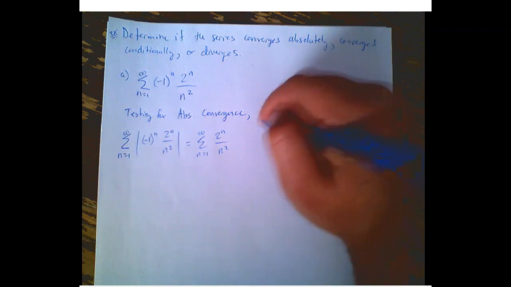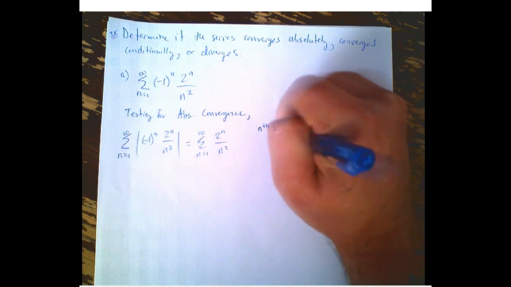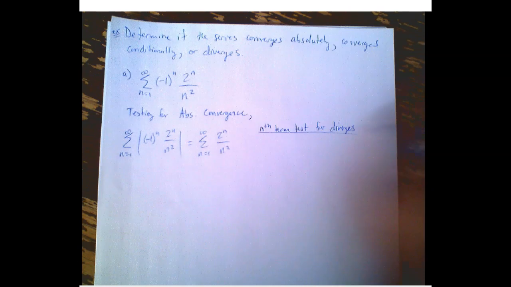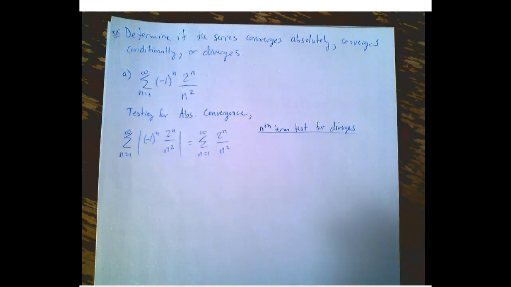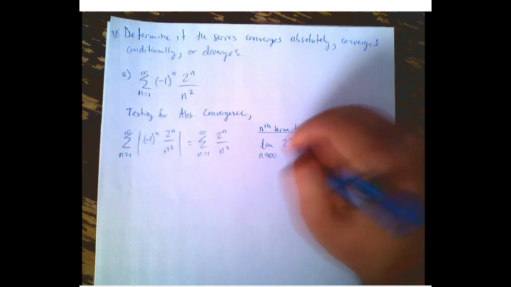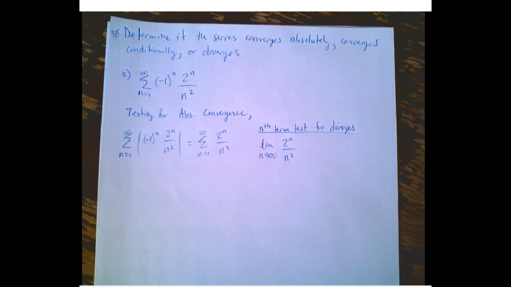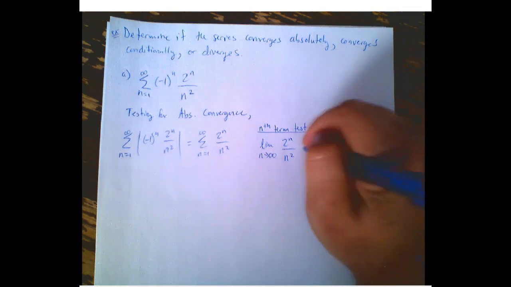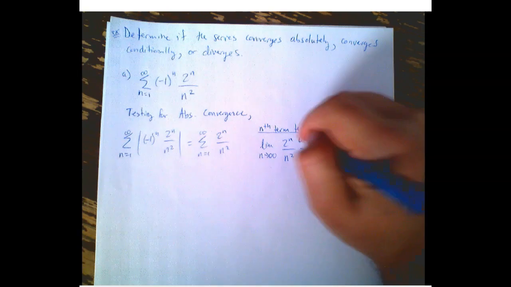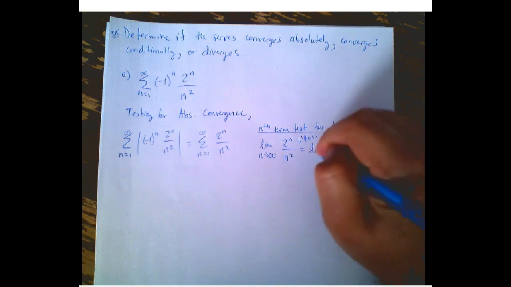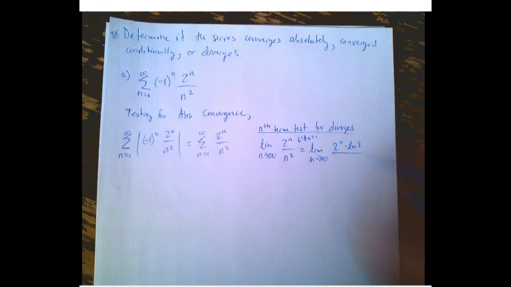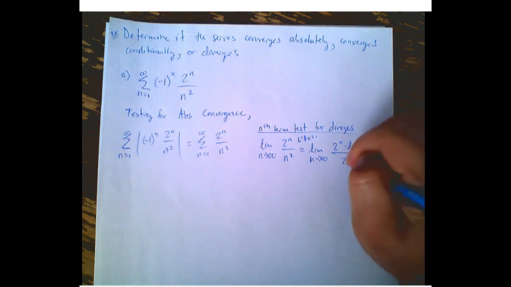I'm going to use the nth term test first to see if this diverges. The nth term test says take the limit as n goes to infinity of this, and if it is non-zero, then we have divergence. As n goes to infinity, the numerator goes to infinity, the denominator goes to infinity, so we can use L'Hopital. The limit as n goes to infinity: the derivative of 2 to the n is 2 to the n times natural log of 2, over the derivative of the bottom, which is 2n.